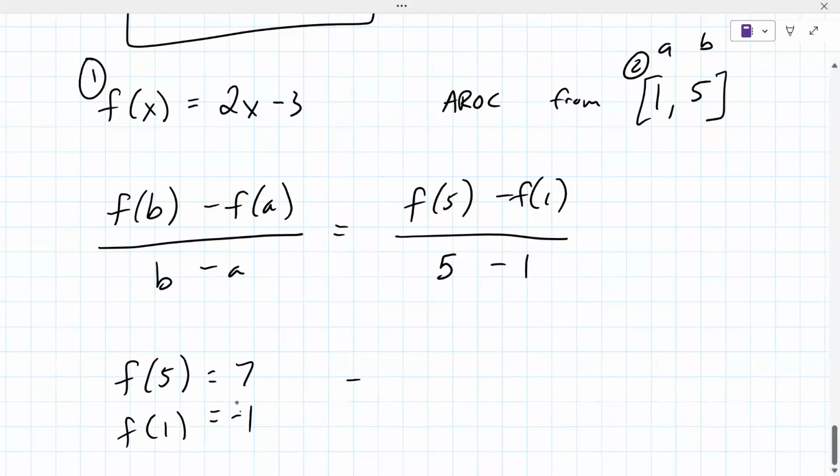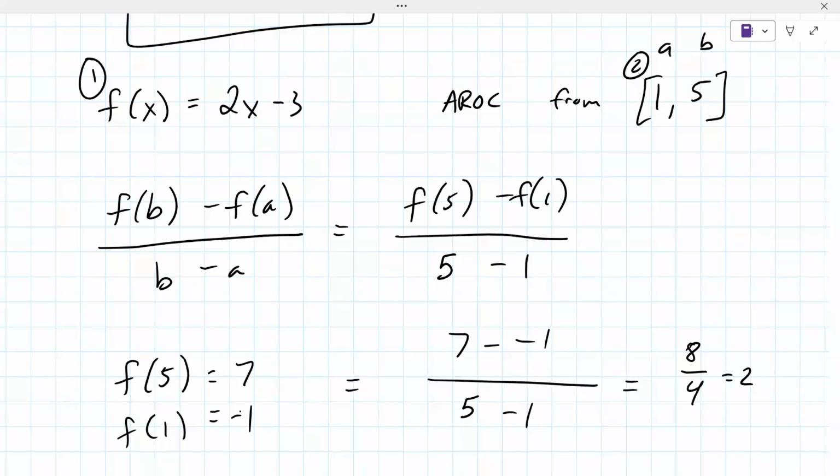Good one. So now it's 7 minus 1 over 5 minus 1. Can you reduce that for us, please? So that's 8 over 4, which is 2 over 1. Yeah, good. Okay, so let's do another one here.